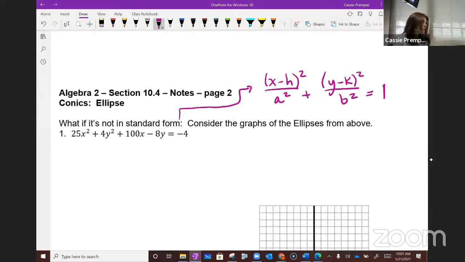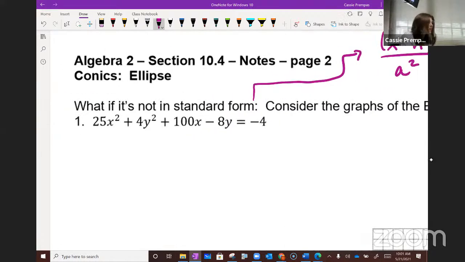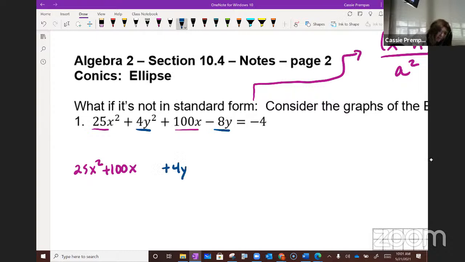So what do we do if the equation is not in that form? Well, we're going to have to, again, complete the square. So let's see how we do that. The first thing you're going to want to do is group the x's together and group the y's together. So right now I have 25x squared and 100x. So I'm going to group 25x squared and 100x. And then I'm going to group the y's. So I have 4y squared and negative 8y. And then I have equal negative 4.